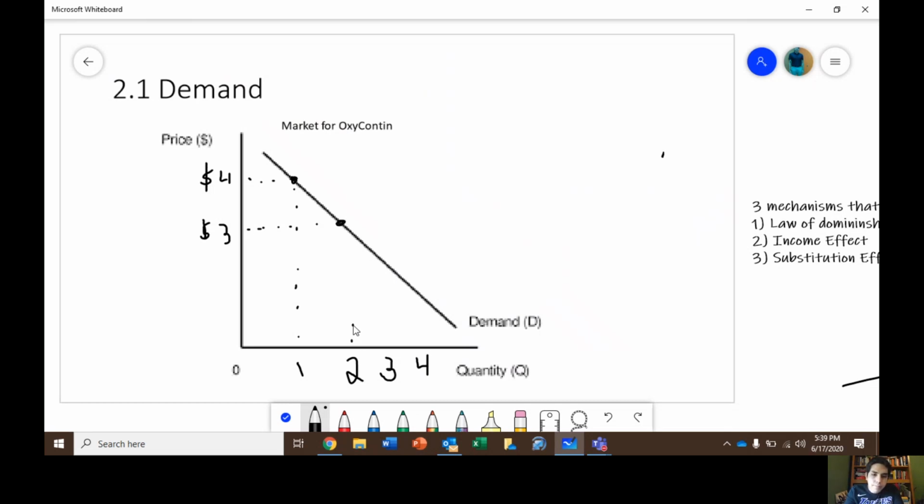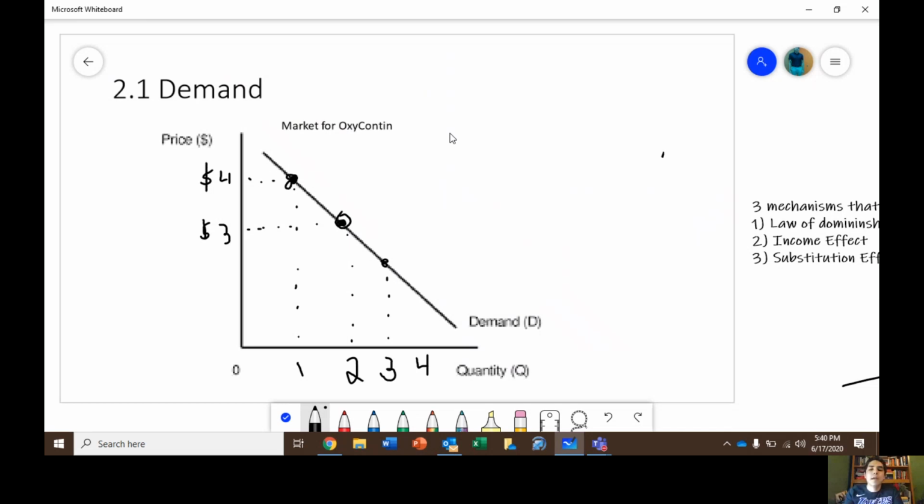It's pretty intuitive as well. So this downward sloping demand curve, the income effect says that if you're spending $3, you're going to be saving $1, because maybe a lot of people were willing to pay $4 for it, and with that additional $1 saved, maybe an individual is going to buy more Oxycontin.